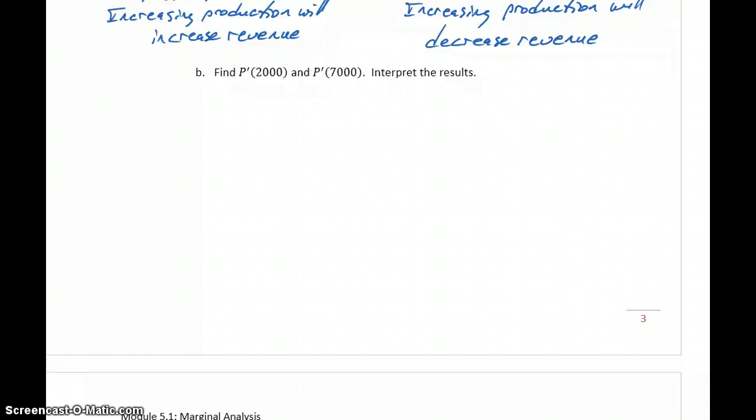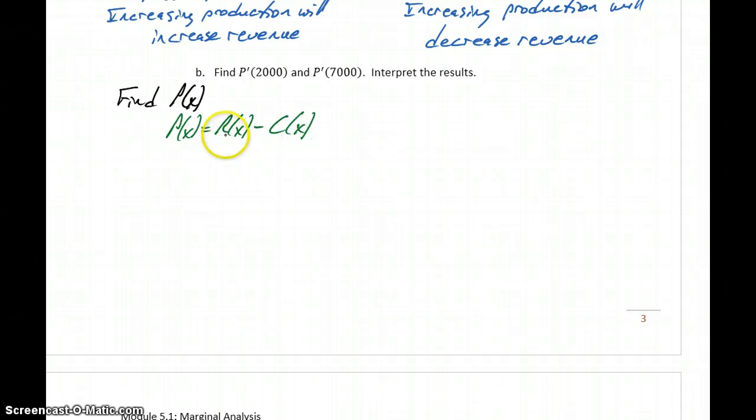In part B, we want to basically complete the same problem, except now we're looking at the profit function, so the marginal profit function at a production level of 2,000 units, and marginal profit at a production level of 7,000 units. Since we're not explicitly given a profit function, the first thing we need to do is establish that profit function. Our profit function is always our revenue function minus our cost, so how much money we brought in minus how much we had to spend.